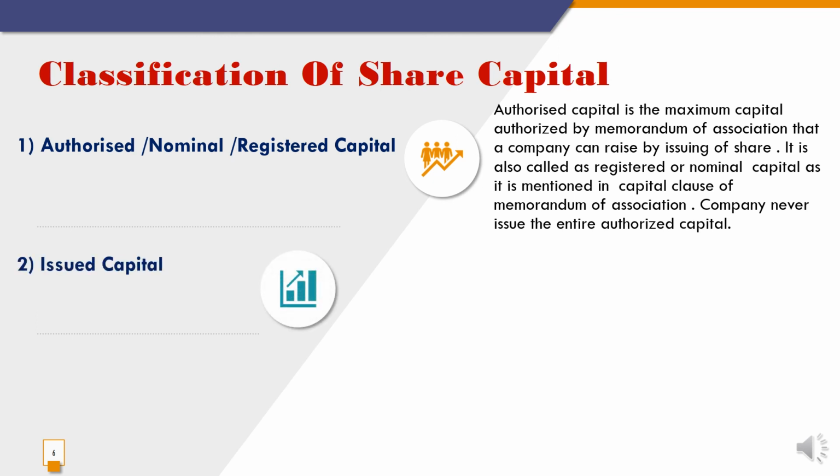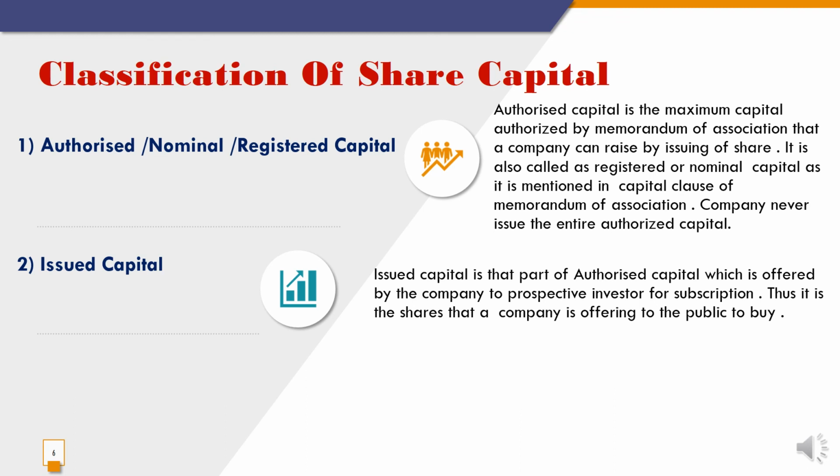Next is issued capital. So what is issued capital? Out of the authorized capital, whatever shares are issued by the company to the general public for subscription or buying is known as issued capital. Issued capital is that part of authorized capital which is offered by the company to the prospective investor. What do you mean by prospective investor? A future investor who wants to invest in the company. Thus, it is the shares that a company is offering to the public to buy or purchase. So the actual number offered by the company out of the authorized capital to the general public for buying from the market is known as issued capital.